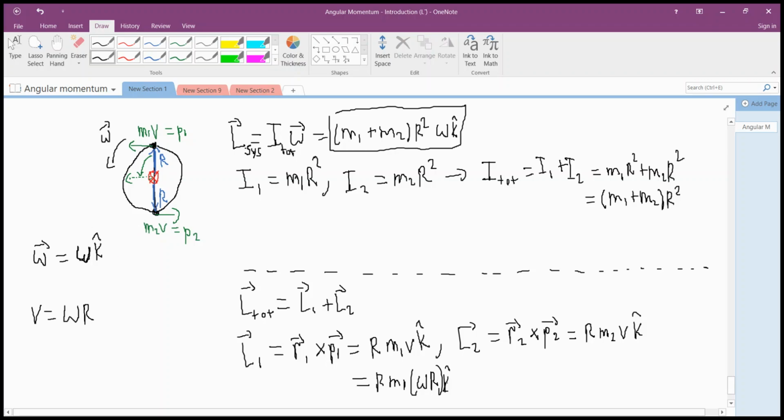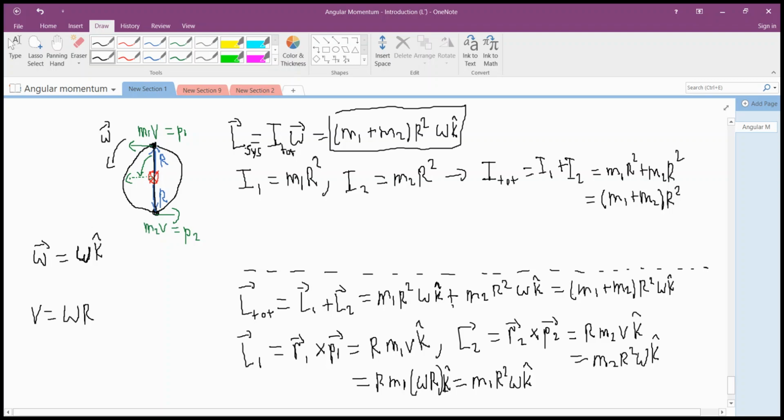And so, for example, L1 becomes as follows with this omega R, which then simplifies into m1 R squared omega k-hat. For the same reason, L2 will transform into m2 R squared omega k-hat after plugging in v equals omega R into the formula. The total angular momentum of the system then is m1 R squared omega k-hat plus m2 R squared omega k-hat, which simplifies to the same result as we had earlier, pulling out the common factor of omega R squared and the k-hat. And there we have it. We have the same result for a system of point particles, although it was a lot easier calculating it by the I omega formula.